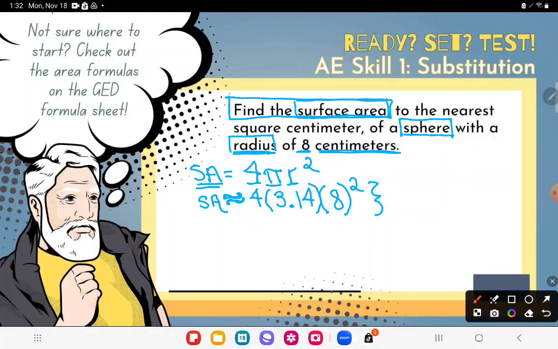I will go 4, open up parentheses, 3.14, close parentheses, open them up again to put in an 8, close it, and then I'll use the X squared button to square it. Press enter, and I get that the surface area is approximately 803.84. Now we've got two things to do at the end.